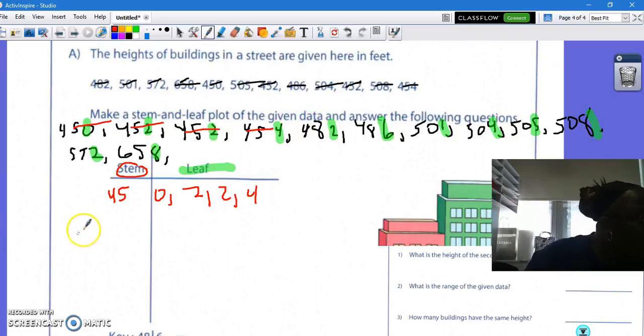Now I'm going to go to 48. You want some scrap paper. Don't get that wrong. Better do some scrap paper.